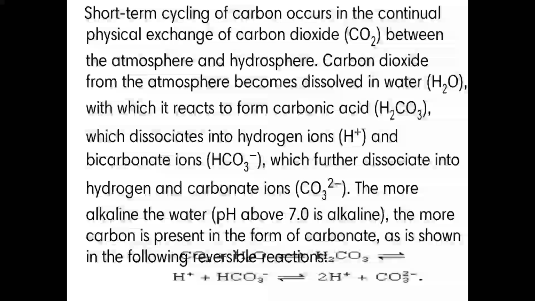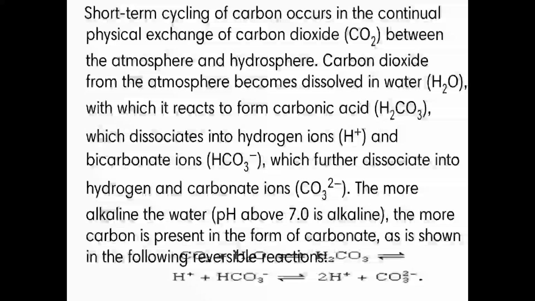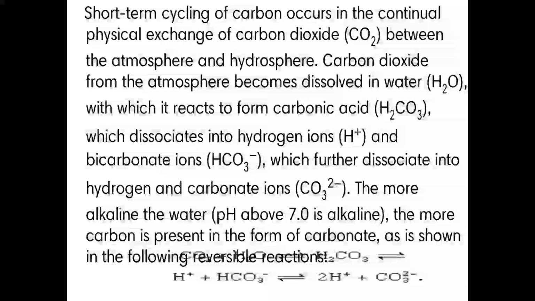Short-term cycling of carbon occurs in the continual physical exchange of carbon dioxide, CO2, between the atmosphere and hydrosphere. Carbon dioxide from the atmosphere becomes dissolved in water, H2O, with which it reacts to form carbonic acid, H2CO3, which dissociates into hydrogen ion, H+, and HCO3−, bicarbonate ion, which further dissociates into the hydrogen and carbonate ion, CO3 2−. The more alkaline the water, pH above 7.0, the more carbon is present in the form of carbonate, and this is shown in this equation.